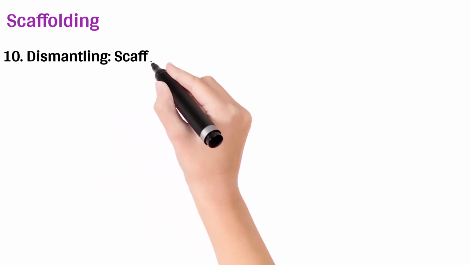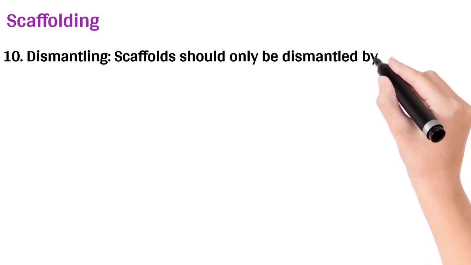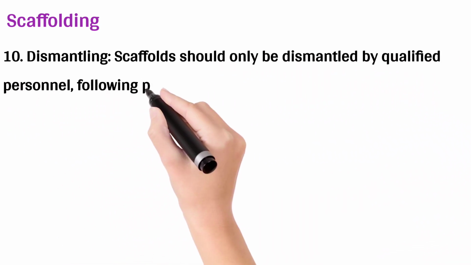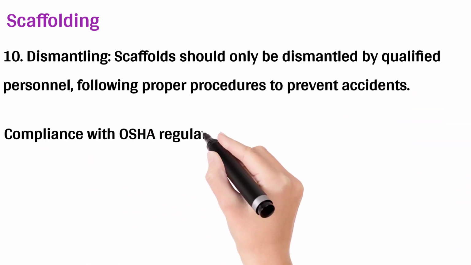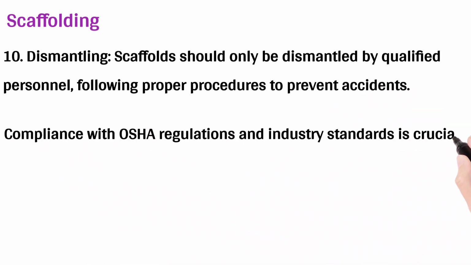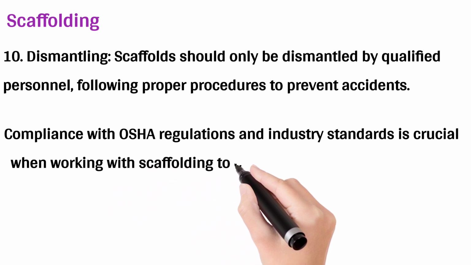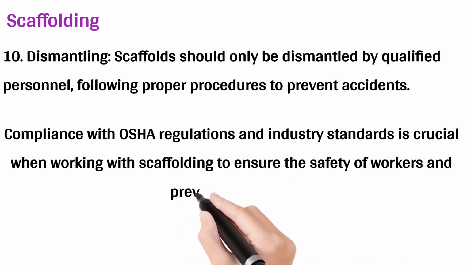10. Dismantling. Scaffolds should only be dismantled by qualified personnel, following proper procedures to prevent accidents. Compliance with OSHA regulations and industry standards is crucial when working with scaffolding to ensure the safety of workers and prevent accidents.